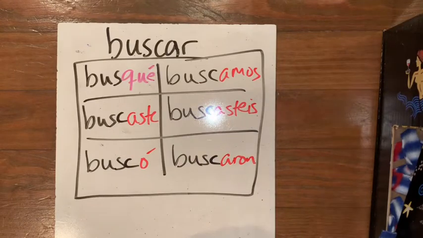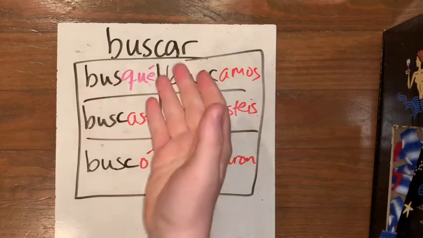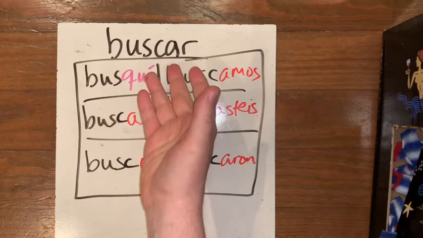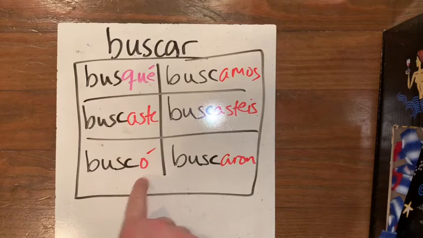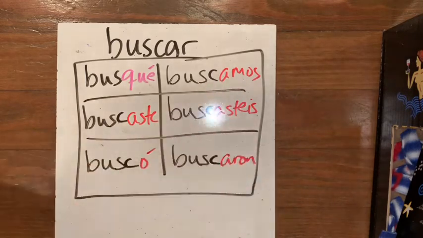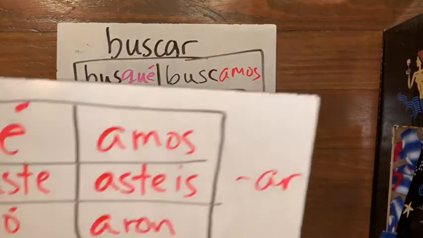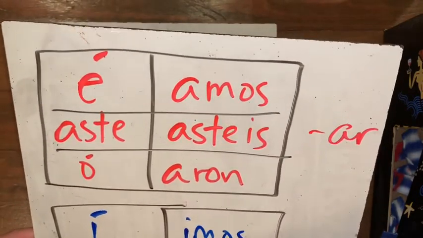And I did make an example of each verb for you. So here's our CAR verb. This is the verb buscar. It means to look for. Okay. So if you notice, as I had mentioned, all of the endings are normal, as we've always learned, with the exception of that yo form.